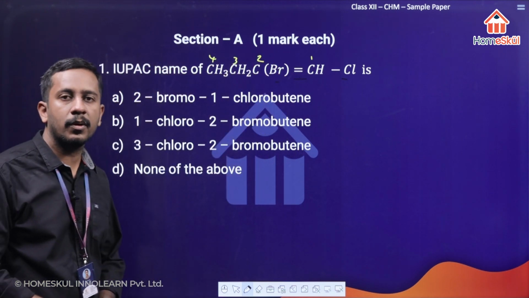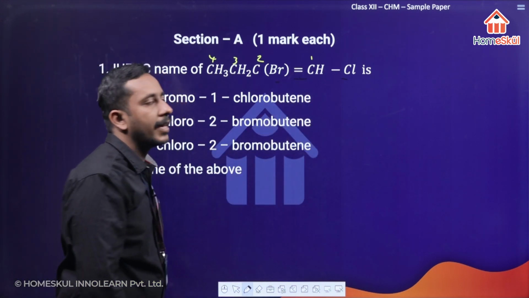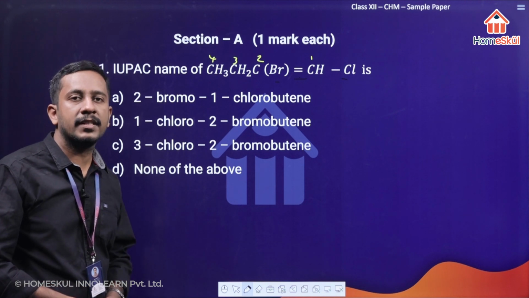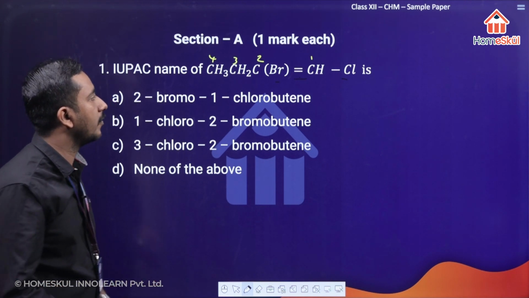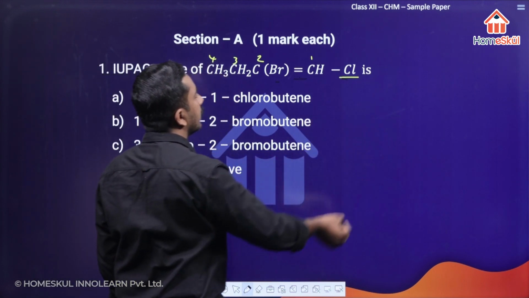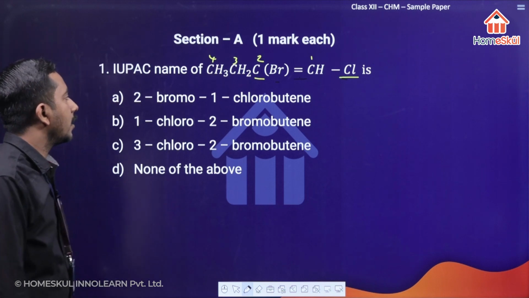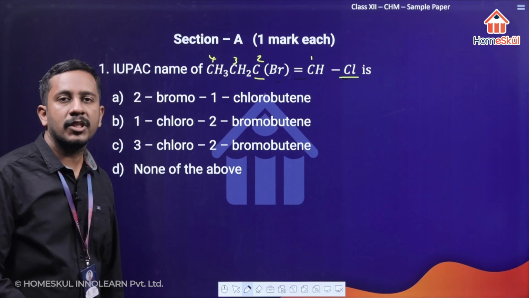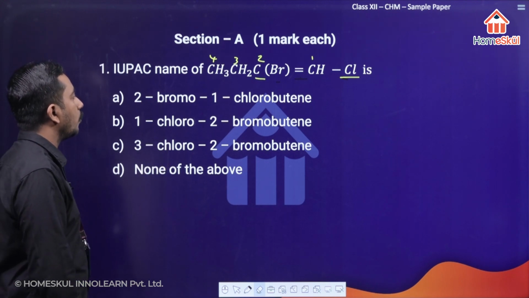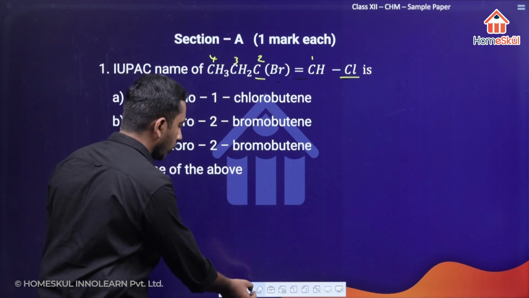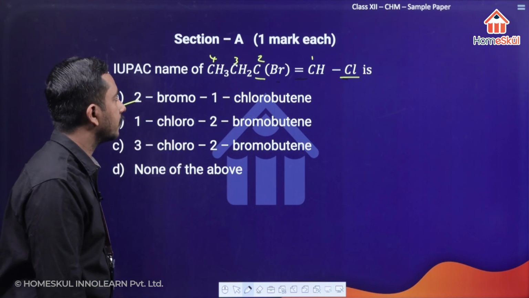So obviously our compound is butene, because it has a double bond. If you compare between halogens and double bond, the double bond gets the priority. So our parent compound is butene. And where are the substituents coming? We have chlorine as a substituent in the first carbon, and bromine that is coming as a substituent in the second carbon. So we have to arrange the substituents alphabetically. So the name of our compound is going to be our option A, that is 2-bromo 1-chlorobutene. That will be the IUPAC name of our compound.